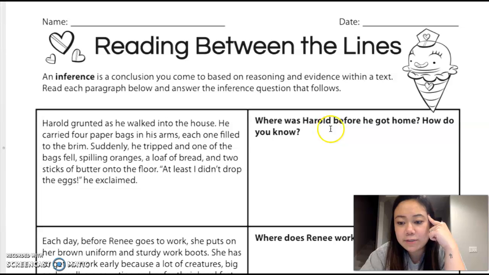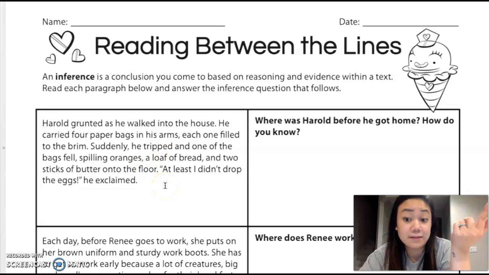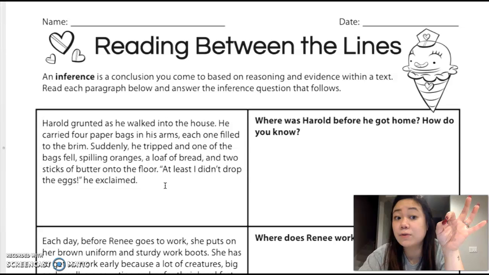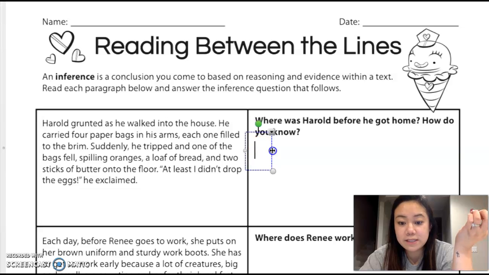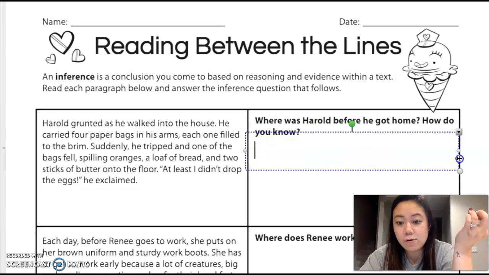Where was Harold before he got home? How do you know? So what we just read, it didn't tell us where he was, but we can make a pretty good inference, a pretty good guess on where he was. That's an inference. So it doesn't tell us where, but we're making a pretty good guess on it because of what we read. So where was Harold before he got home? How do you know?